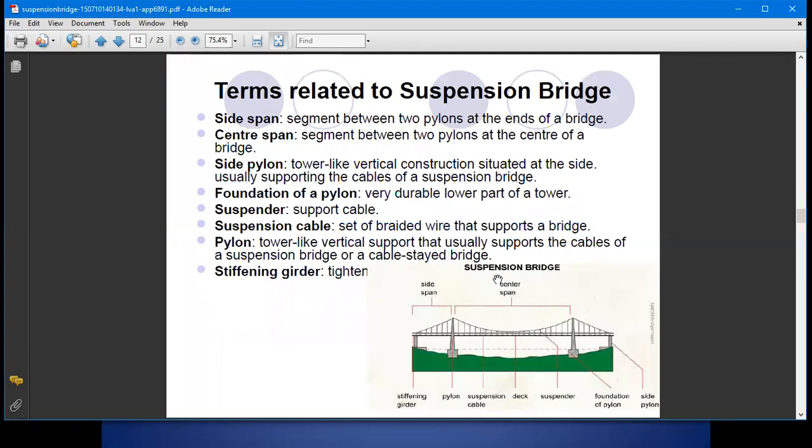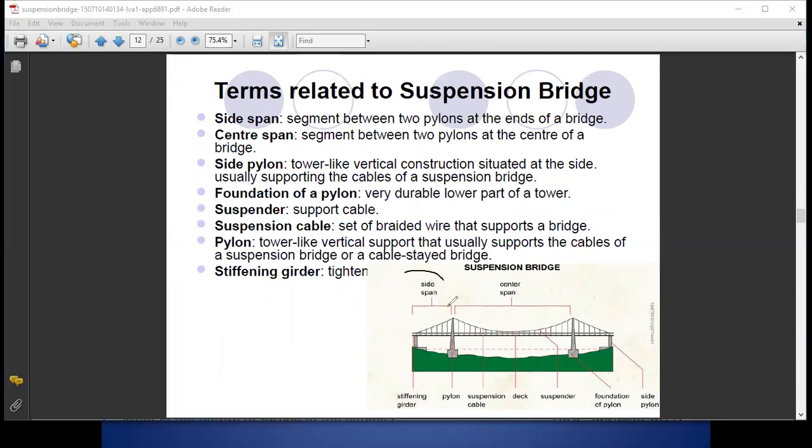So again, more terms. Side span, this is your side span. The segment between two pylons, pylons is nothing but the vertical supports, towers. The segment between the two pylons at the ends of the bridge, that is nothing but the side span. Then center span, this is called a center span. The segment between two pylons or the two towers at the center of the bridge is called a center span.